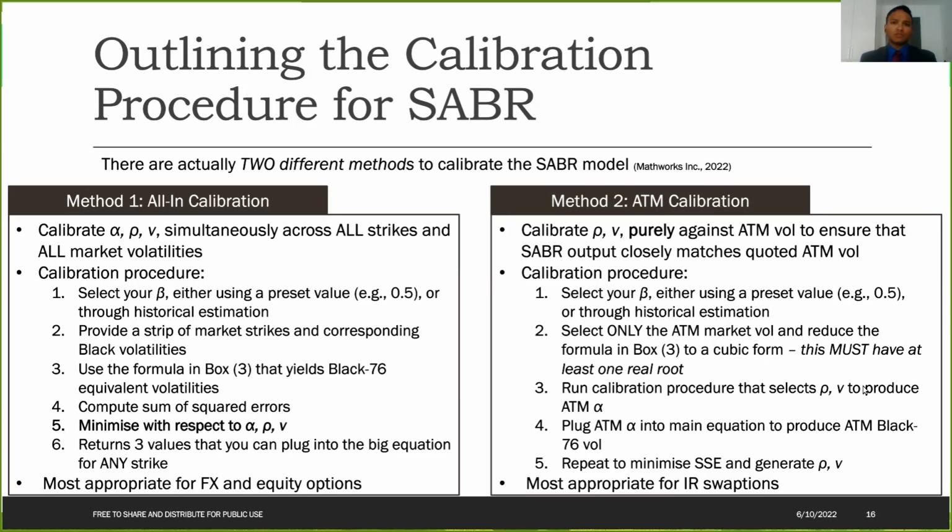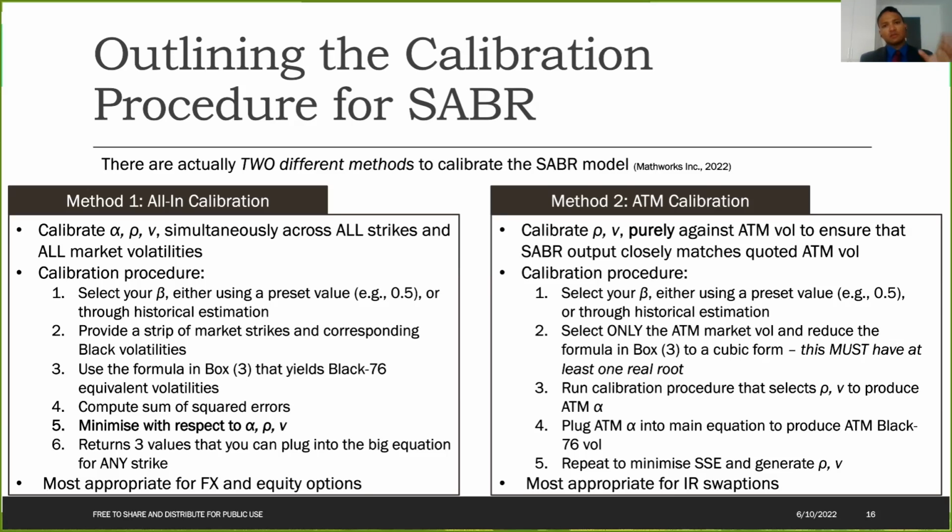The second procedure looks at the money only calibration. So you start by feeding it the at the money volatility, and it computes the at the money alpha as a result, and then calibrates the rho and nu that minimize the sum of square errors for all volatilities and all strikes. This is an implied method of doing the same thing. Now, why would you pick one method over the other? Well, it's a very good question.